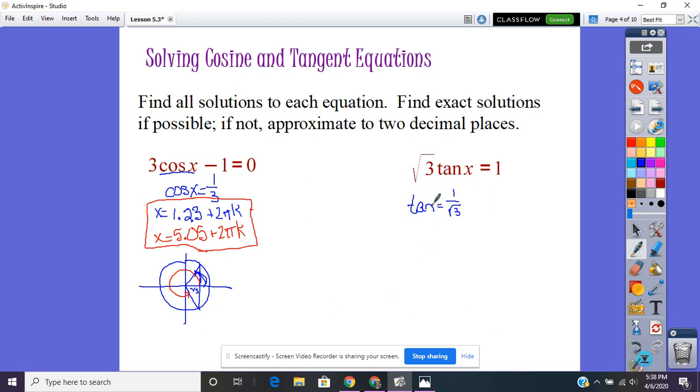Oh, and I forgot the x. Okay, so x equals pi over 6, and then because it's tangent, all I have to do is plus pi k. That takes care of that. That's my only answer right here, is this one right here. All right.